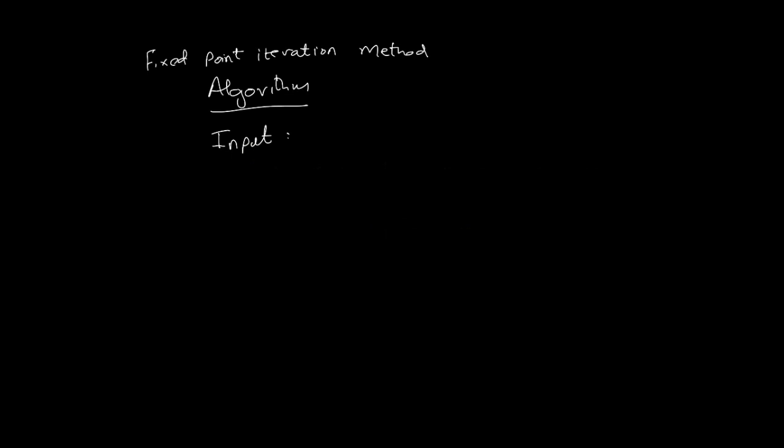In this video, we're going to look at the algorithm for the fixed point iteration method. Our inputs would be: first, the initial guess, say we'll call it P0. We'll have the tolerance again, to help us with the stopping criterion, and we'll call N0 the max number of iterations. So that will be our input.